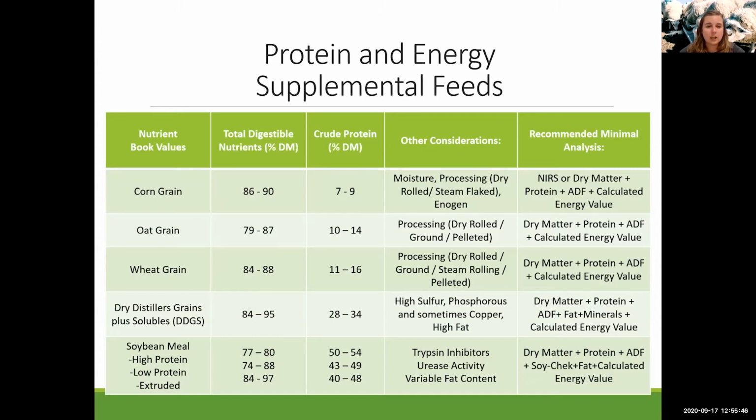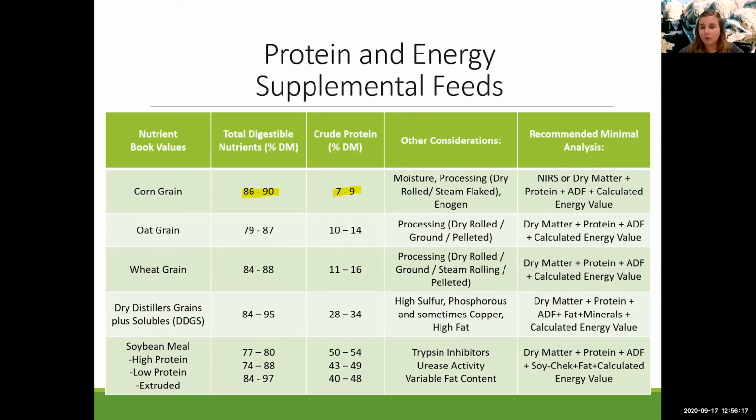Okay, so first let's talk about corn grain. Corn grain is going to be an excellent choice if we are really looking for energy. All that starch provides tons of energy. The crude protein, however, is a bit lower. Some considerations: high moisture corn typically is more digestible and more readily available to those rumen microbes. And so high moisture corn is going to give us a little bit more of a boost in energy than our typical number 2 dried corn.